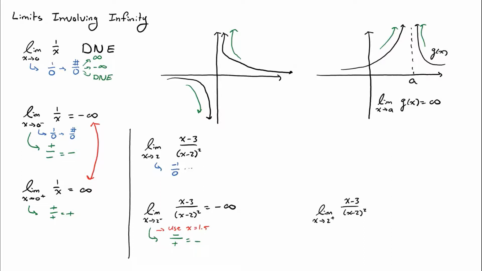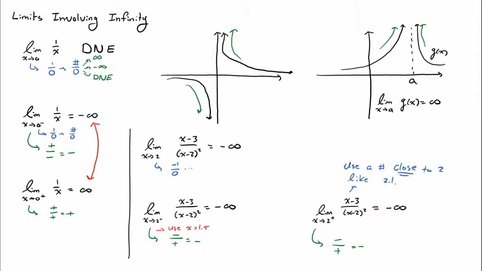Next, from the right, take a number a little bigger than 2, but be careful. If your number is too large, it'll change the sign of the top, which we don't want. Try to think about 2.5 or 2.1. Don't worry about not being able to get the exact number, we only care about the sign. The top will be negative and the bottom positive, so the limit is again negative infinity. Both sides give negative infinity, so the overall limit is negative infinity.